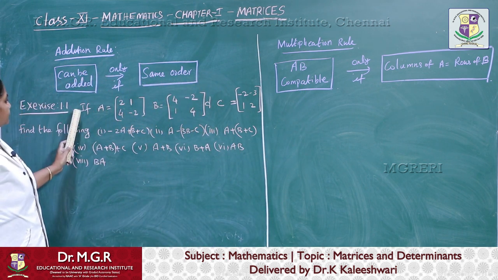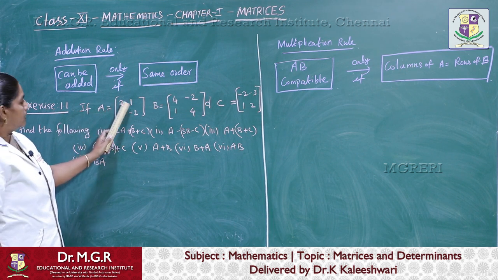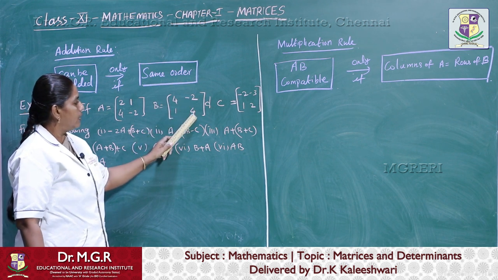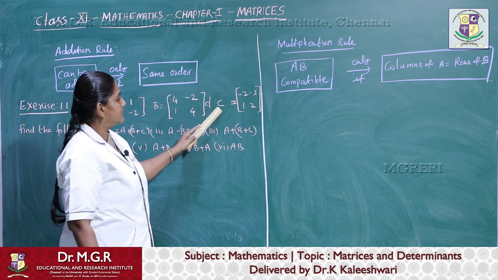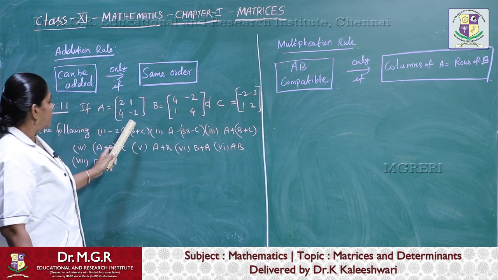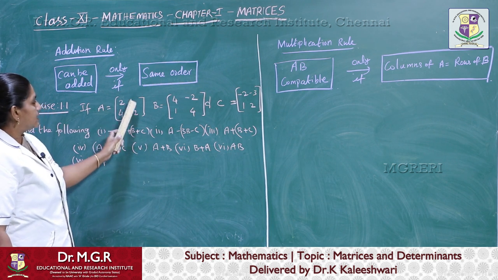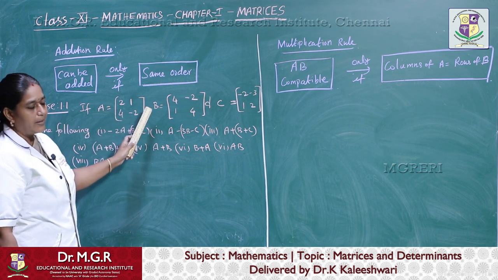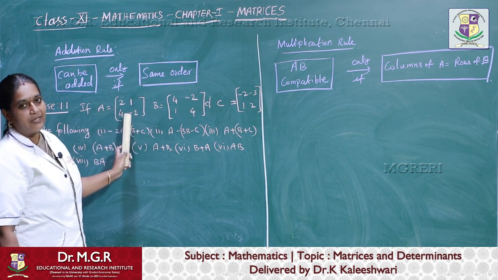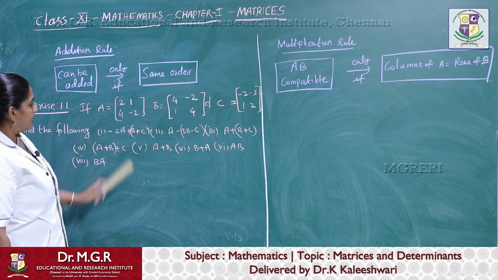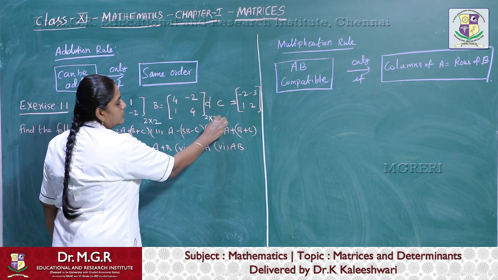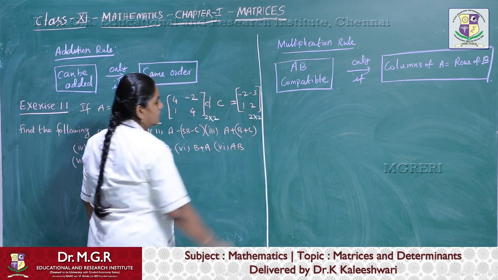So what is given? A equals [2 1; 4 -2], B equals [4 -2; 1 4], and the third matrix C equals [-2 -3; 1 2]. We have to find the following. These are 2 by 2 matrices. Three matrices are given, and all the matrices have the same order. What is the order? That is 2 by 2, this is also 2 by 2, and this is 2 by 2.